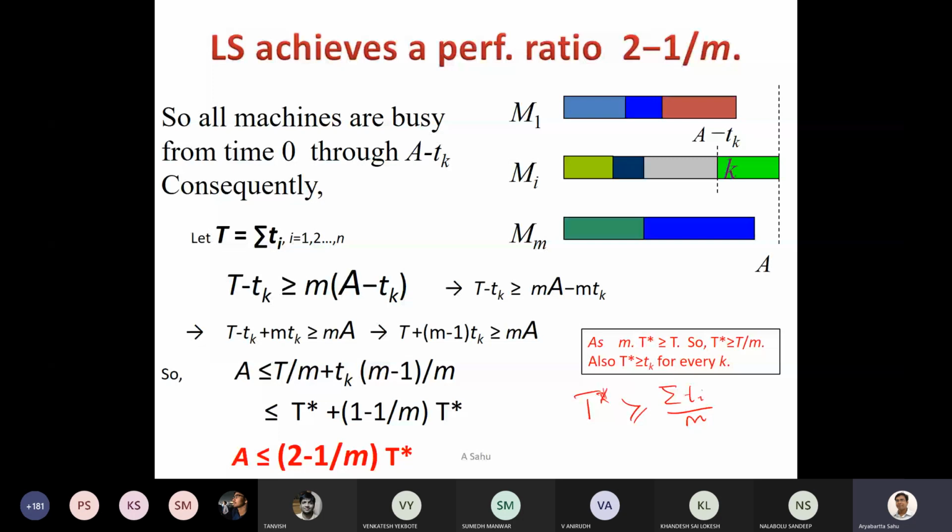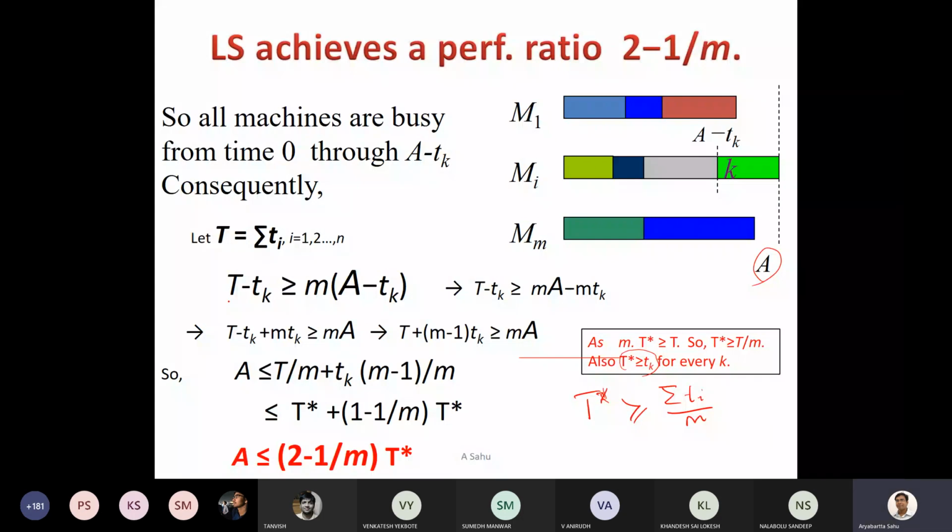Another thing is that T star is greater than or equal to Tk for every task k. If you look at both of these conditions, we can come up with the following. Can I write A is equal to T by m? From this equation we are trying to get A. So A is less than or equal to T by m plus Tk times m minus 1 by m.